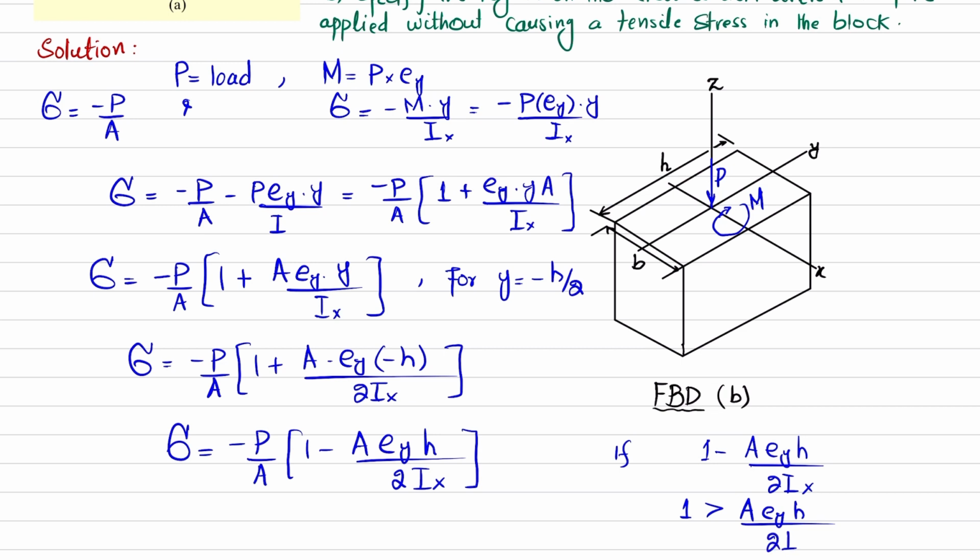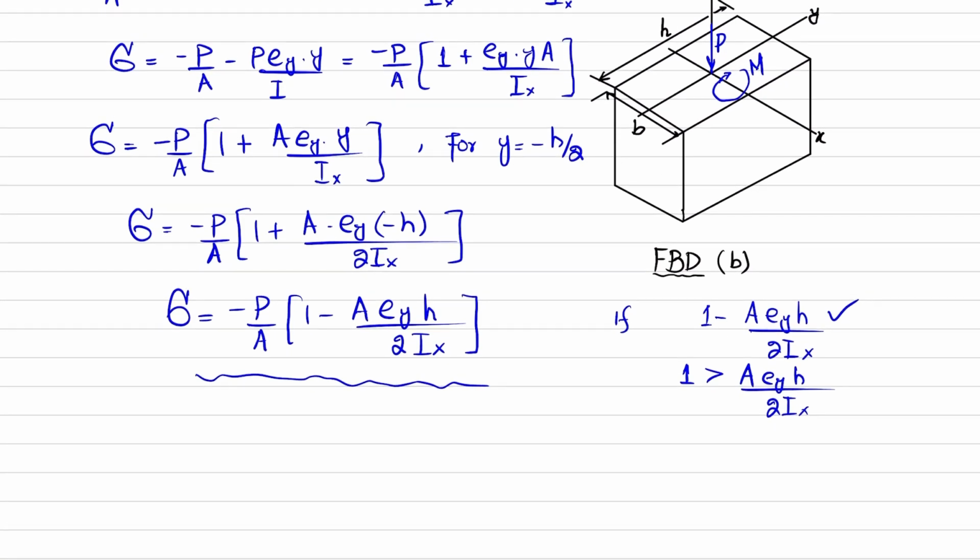I will repeat that this equation will remain negative if 1 minus A into EY h divided by 2Ix value is positive. And you can see that it will be positive for 1 greater than A into EY h over 2Ix. Now what is A? A is the cross-sectional area of this rectangular section. Its height is h and breadth is b. So A will be equal to b multiplied by h.